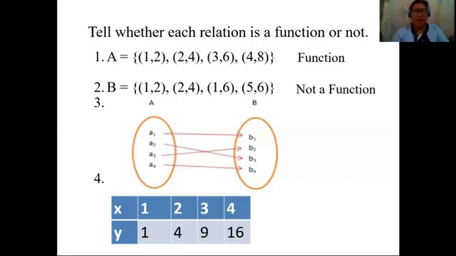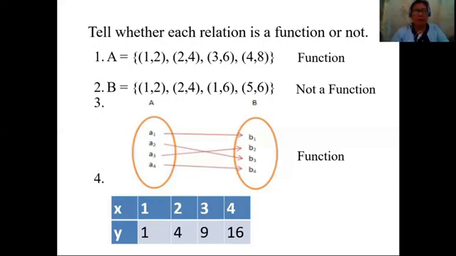And the answer is a function. Because if you are going to express this in a set of ordered pairs, then we can see that no two ordered pairs have the same abscissa.